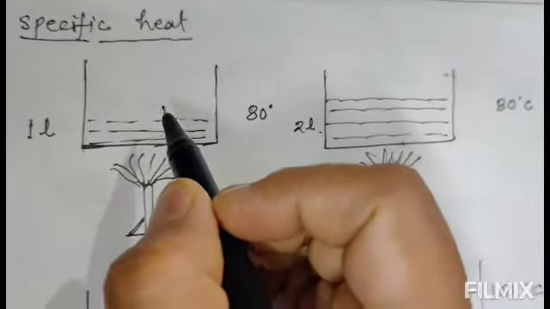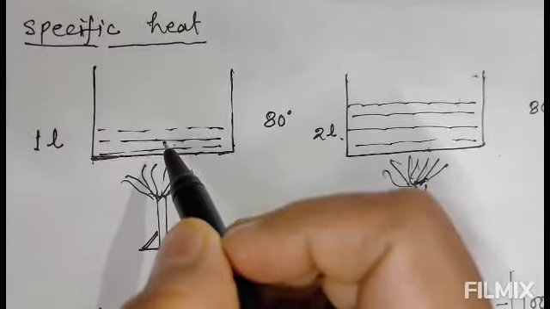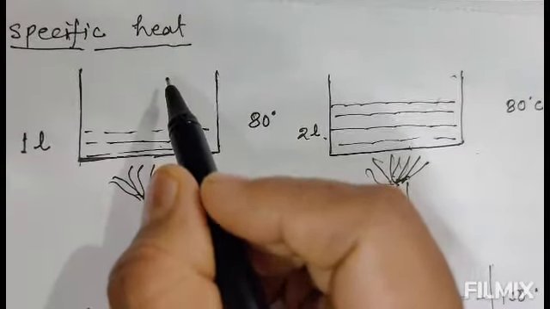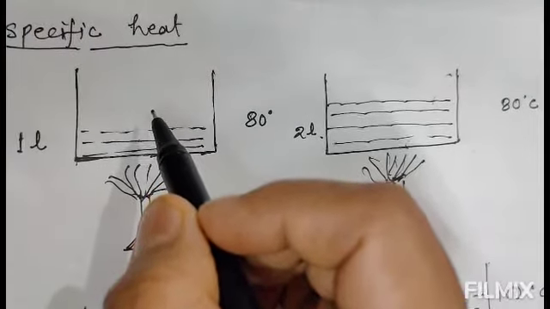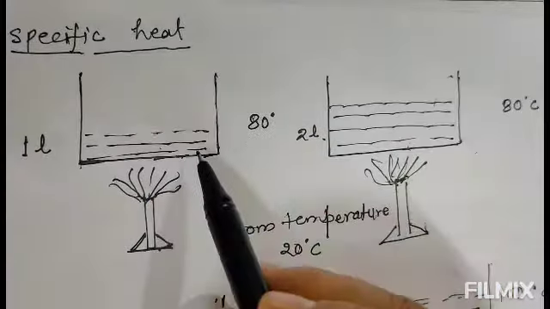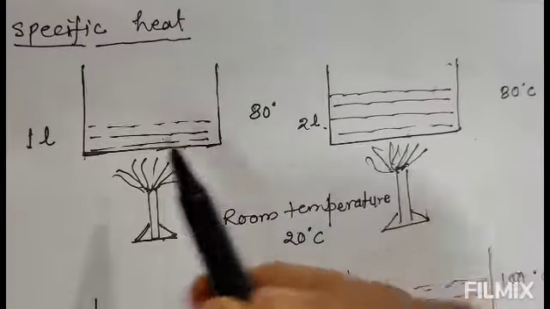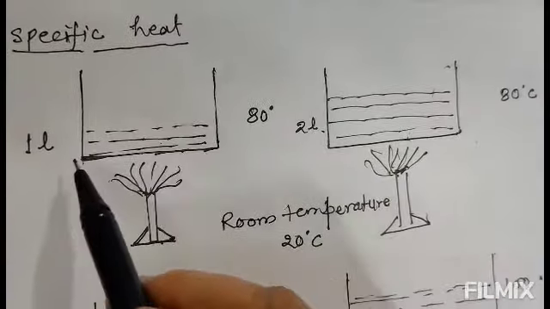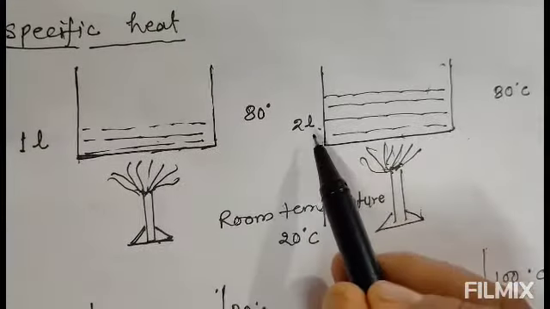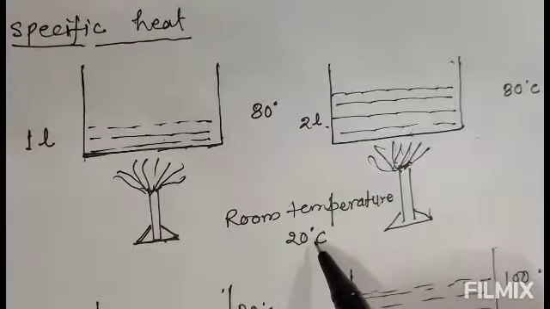Hello students, today we will see in chapter 11, thermal properties of matter, the topic specific heat of substance. To understand this topic, we have taken two identical containers, in which the first container contains 1 liter of water and the second one contains 2 liter of water. The room temperature is 20 degrees Celsius.